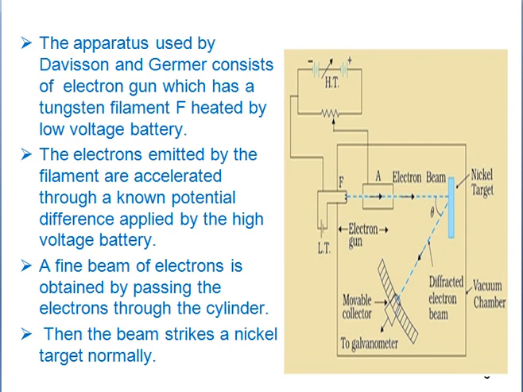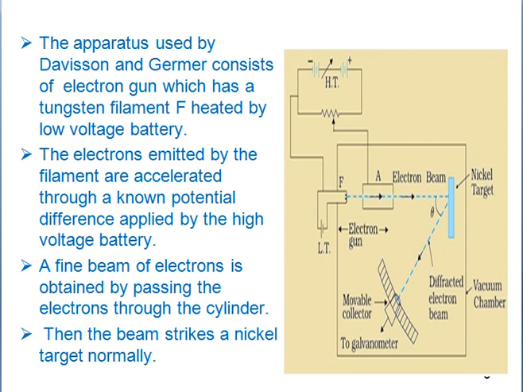Filament. What is that? A tungsten filament, and this tungsten filament will be heated by the low tension battery. So we have to apply a low voltage battery. The next step is that the electrons will be emitted by the filament.